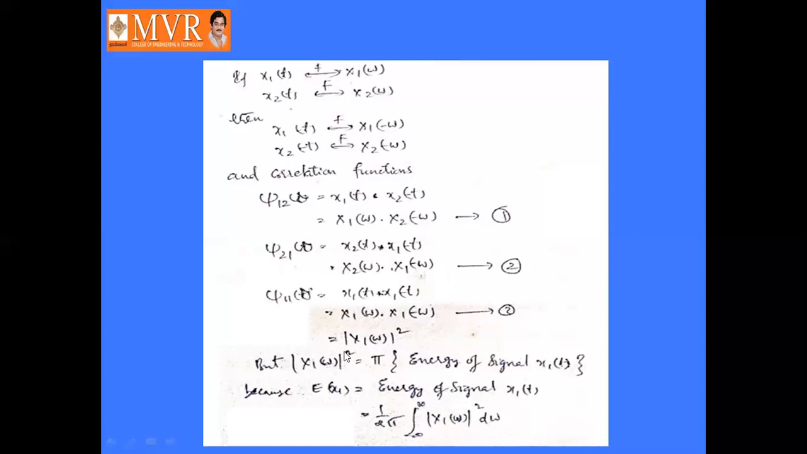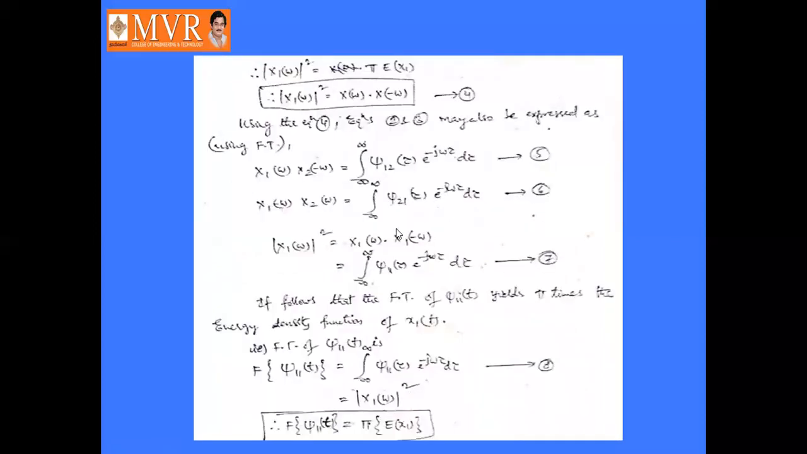Now, mod x1 of omega squared is related to the energy of the signal x1 of t, because the energy of signal E of x1 is 1 by 2 pi into the integral from minus infinity to infinity of mod x1 of omega squared d omega, as we already derived. So mod x1 of omega squared is equal to pi into E of x1, or this is nothing but x of omega into x of minus omega. That is equation number 4.